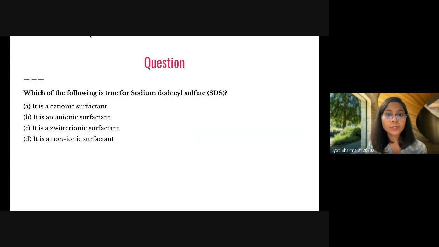Okay, coming to the next question. So this is the surfactant. This sodium dodecyl sulfate is the surfactant, and you have to tell me what kind of surfactant it is. It is cationic surfactant, anionic surfactant, then zwitterionic surfactant, and non-ionic surfactant. I know it is not very easy to remember each of these things, but this is just a question, and you can give me the answer for this.